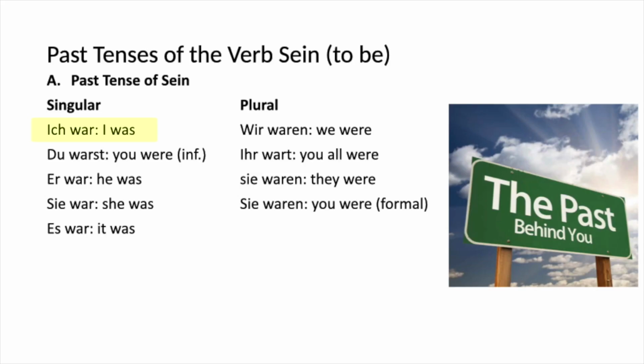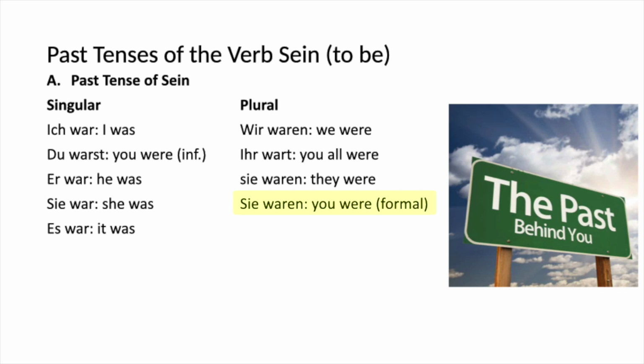Just as you say "I was" within English, you say "ich war" in German, and you say "du warst" as you were for the informal and singular you. For he, she, and it, we have "er war", "sie war", and "es war". We were is "wir waren", "ihr wart" is you all were, "sie waren" is they were with the little s, and "Sie waren" with the big S is you were formal.